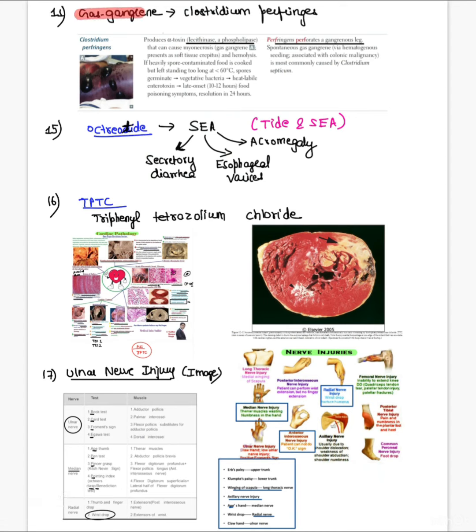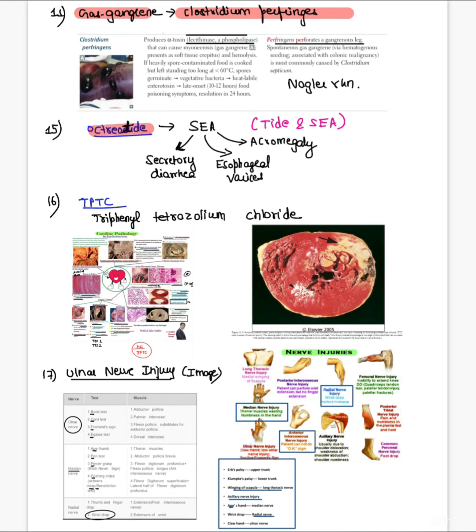Then coming on to the next question, they ask you the gas gangrene organism implicated, so this is the table from First Aid that we discussed, guys. It is due to Clostridium perfringens. It produces alpha toxin, lecithinase, and also this produces a reaction, that is your Nagler's reaction, if you recall it, again important.